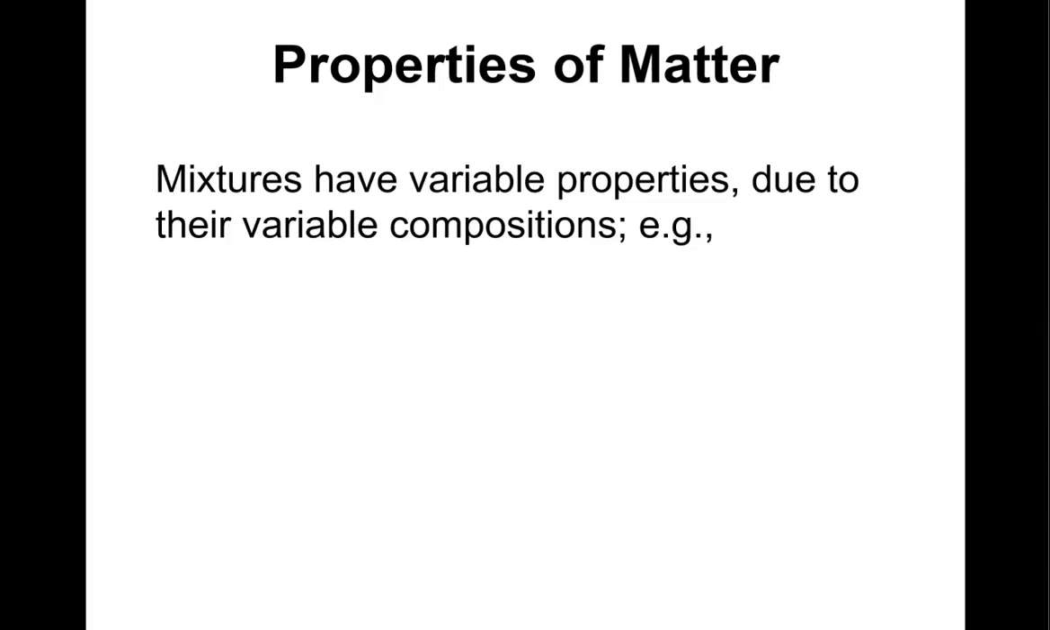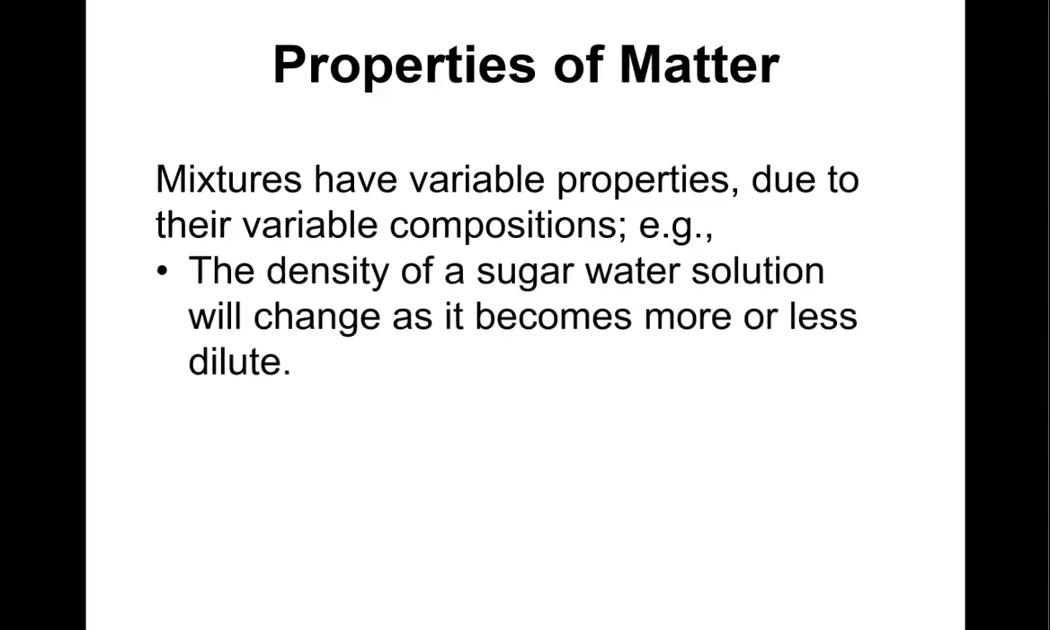Now a mixture, so again, we've already learned about mixtures versus pure substances. Mixtures have variable compositions, therefore they have variable properties. And a good example of that would just be to say sugar water. And you can measure the density of sugar water. Again, density is mass per unit volume. So if I had a solution of sugar water, I could measure its mass and I could measure its volume and therefore calculate its density.